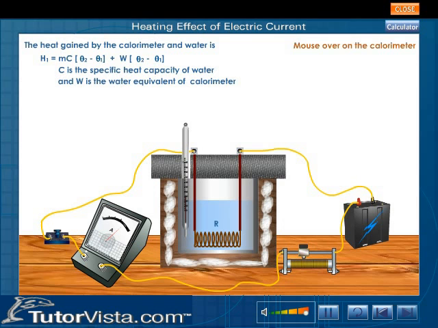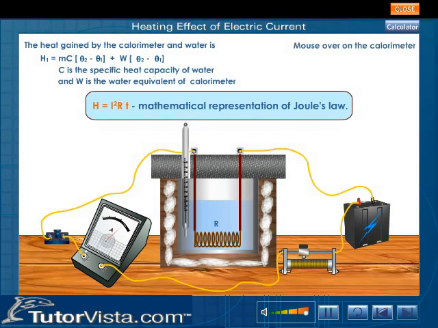The experiment was then repeated by passing the same current through a coil of resistance R for various time intervals. He observed that H1 by T1 is equal to H2 by T2 is equal to H3 by T3, or H by T is a constant. This showed that H is directly proportional to T. These observations were mathematically summed up as H is equal to I square RT. H is equal to I square RT is the mathematical representation of Joule's law.